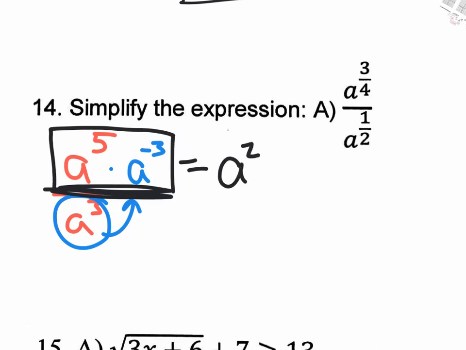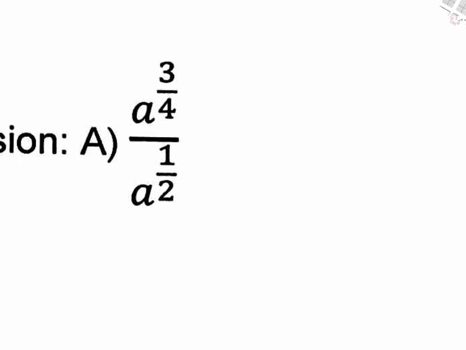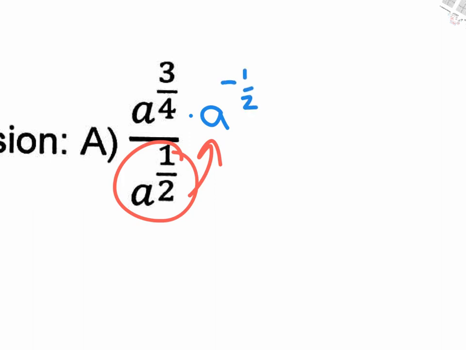So all of that is just practice for what we're about to do on practice A right here. So I'm going to take the A to the 1/2 and I'm going to move it up, and of course the exponent becomes negative. So I'm really going to have A to the 3/4 power times A to the negative 1/2 power. And now that I have the same base, A right here and A right there, I'm going to be able to combine the exponents, right? I'm going to be able to subtract the exponents.